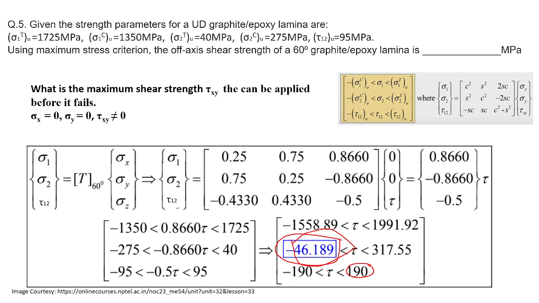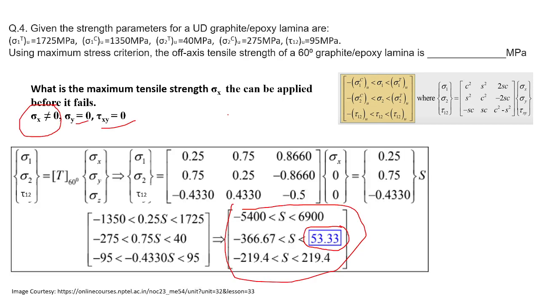Come to the previous question. While defining the ultimate compressive strength, we take the range as negative, but the values are positive only. Here we got a positive tensile strength of 53.33 and a negative range of minus 219. But tensile strength we mostly take as positive. As sir taught, shear can go negative and positive, the sign varies, but strength is always positive. So this will be the answer.